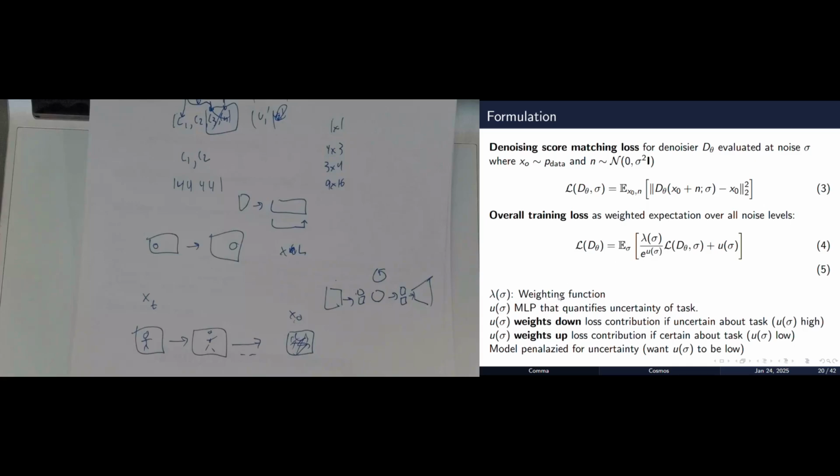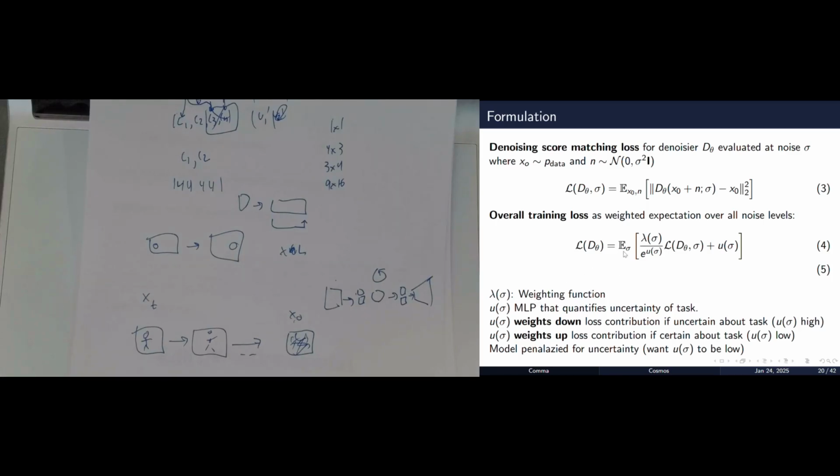But on top of that, we're also going to tack on mu of sigma, which you can think of as another classifier that says how certain you are that I can actually denoise this image. The idea here is that if the MLP gives a high probability that, hey, I cannot denoise this image, then I'm going to scale down the contribution from this loss. Does that make sense? Yeah. How is that MLP trained? I did not look into that. They say it's an MLP, but I was also surprised. I was thinking it would be something more complicated. Does that make sense to people?